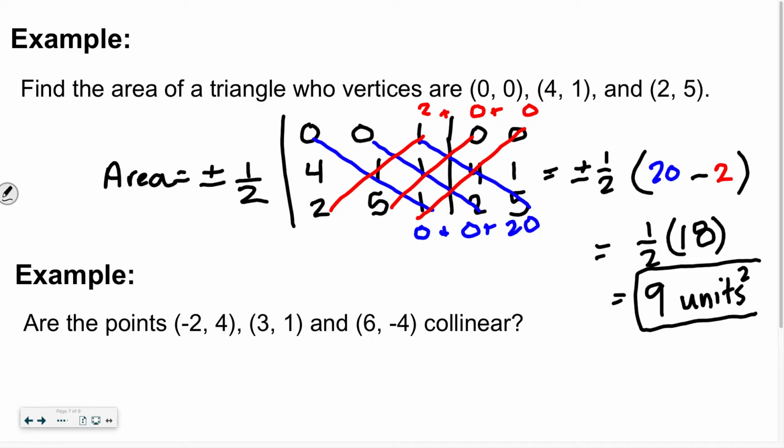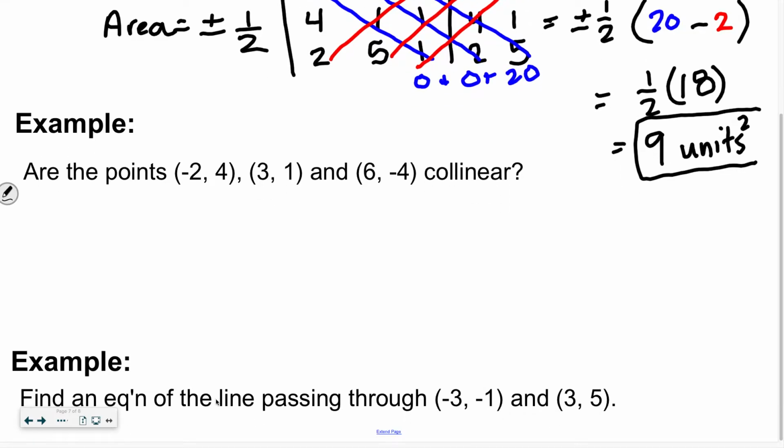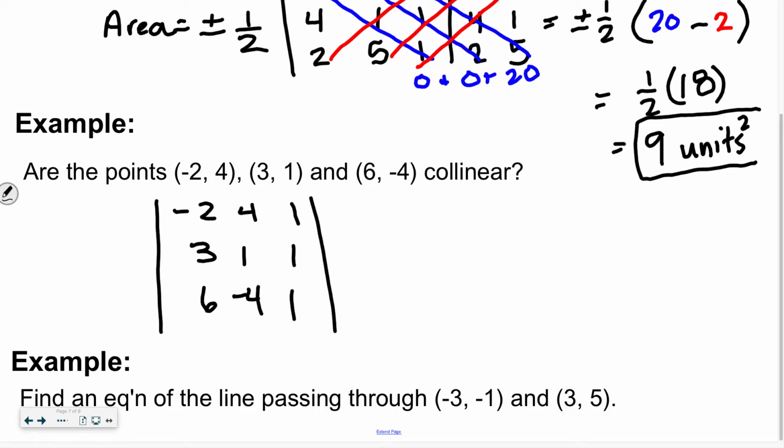Okay, let's do an example where we test for collinearity. What are we going to look for if we're testing for collinearity? Does the determinant equal 0? And then it's a simple yes or no question. So I get 3 points. I know I can use a determinant because I'm working on my matrix unit. That's what I learned about the determinant. So put in the 3 points, each in their own row. Last column is 1s. Copy the first 2 columns. And calculate.